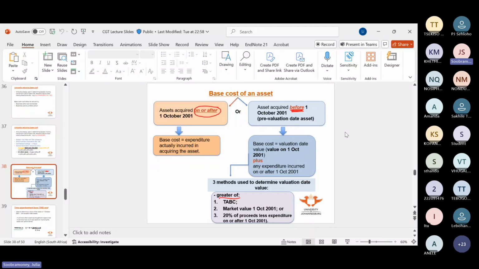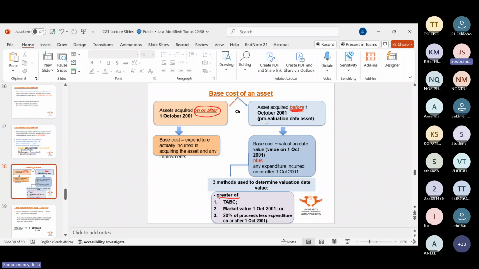Let's look at the easy one first. What happens if I purchase the asset after 1 October 2001? Well, then it's simple. My base cost is going to equal the expenditure actually incurred in acquiring the asset, and let me just add here, any improvements. Just add that there. So base cost is simple: it's your cost price plus any improvements that you had, less my tax value, less all your allowances, less section 11O. That's a straightforward calculation.